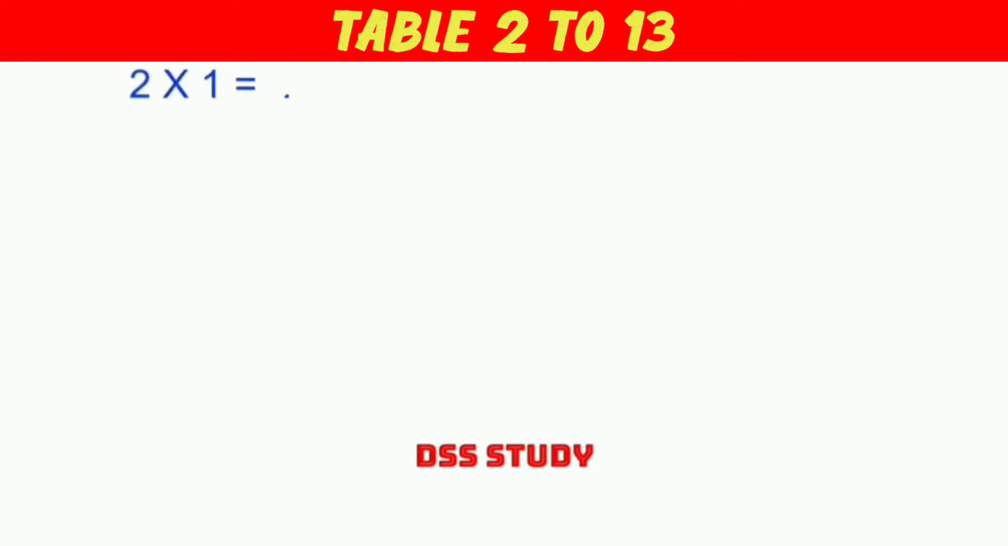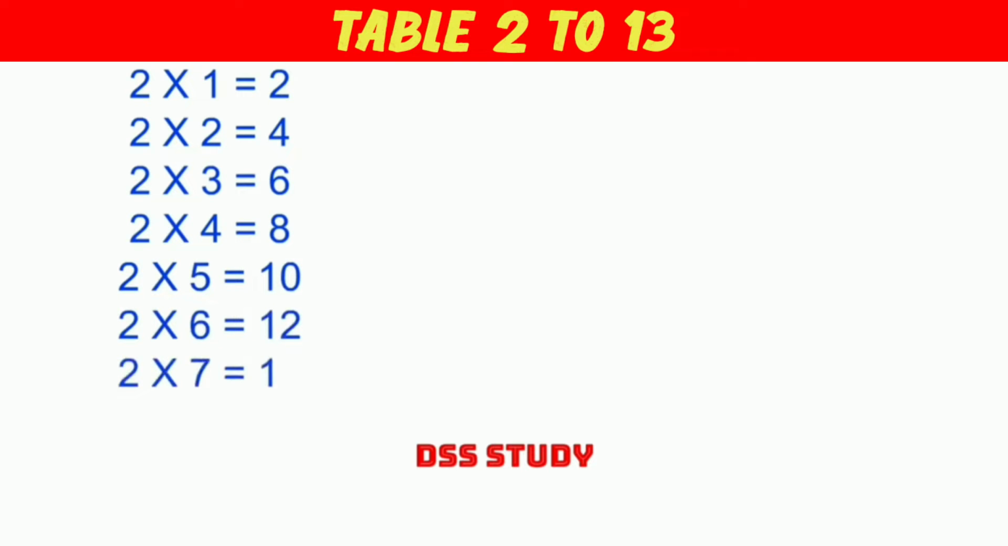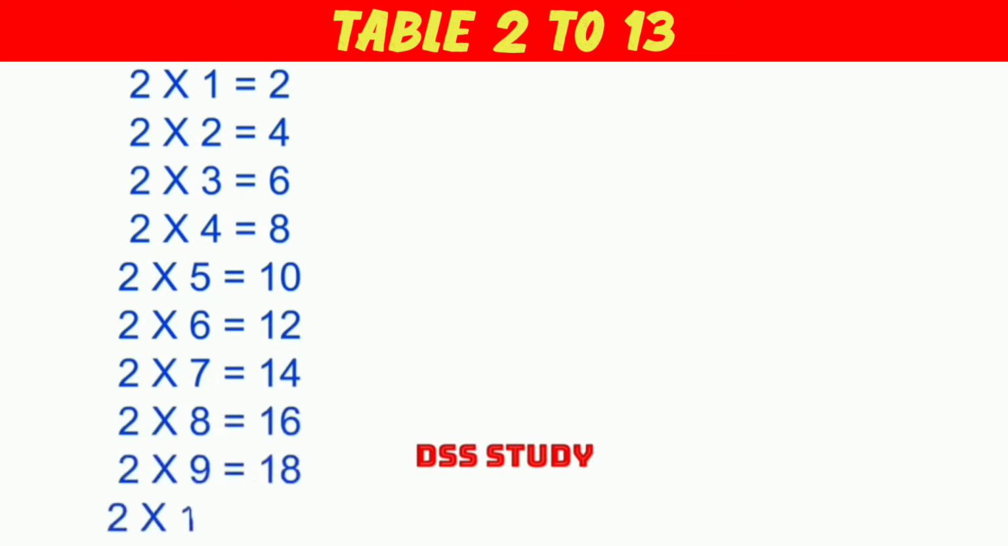So let's begin. 2 1 is 2, 2 2 is 4, 2 3 is 6, 2 4 is 8, 2 5 is 10, 2 6 is 12, 2 7 is 14, 2 8 is 16, 2 9 is 18, 2 10 is 20.